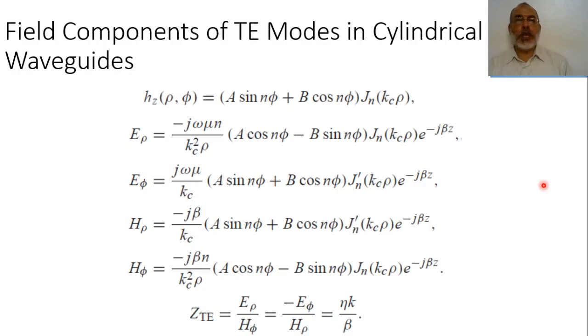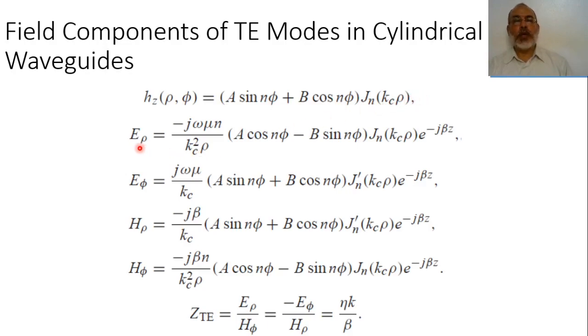So now we can obtain the field components for the TE modes in cylindrical waveguides. We have the mode function Hz as a function of rho and phi equals A sine n phi plus B cosine n phi multiplied by the Bessel function of the first kind of order n, and the argument is Kc rho. If I'm talking about the total magnetic field Hz, this would be the same function multiplied by e to the power minus j beta z.